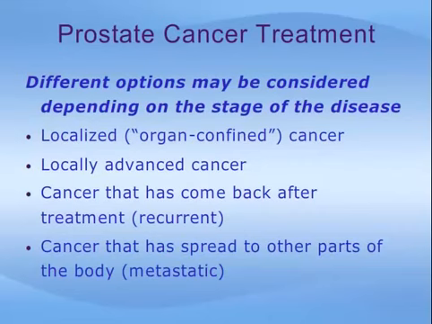The treatment for prostate cancer depends on the stage or extent of the disease, and different options may be considered for different stages of cancer. In general terms, prostate cancer may be considered localized or organ-confined when it is felt to be entirely contained within the borders of the prostate. Locally advanced when there is suspicion or evidence that it has escaped through the capsule of the prostate or into nearby structures. Recurrent when it has previously been treated and then come back. And metastatic when it has spread to other parts of the body away from the prostate.